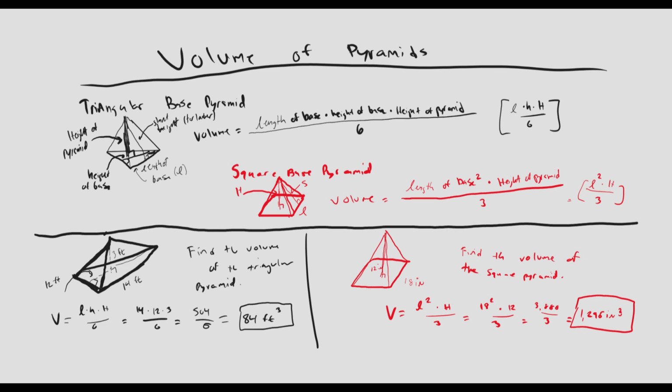With a triangular-based pyramid, there's a lot of different sides that you see. The height of the pyramid is labeled, the height of the base is labeled, the length of the base is labeled, and the slant height is labeled as well. For the volume, you're going to take the length of the base, times it by the height of the base, then times it by the height of the pyramid, and divide it by 6.